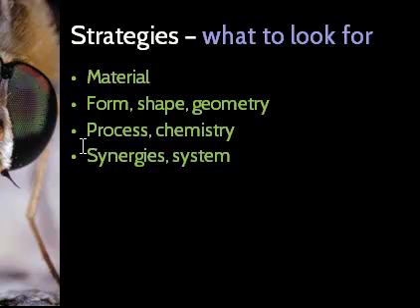You can also look for processes or chemistry. That could be the strategy used to accomplish the function. And you can also look for synergies or systems approaches. And we talked earlier about how often organisms don't even have an internal strategy for accomplishing an important function. They have the system or some synergy with another organism that manages to accomplish that function.